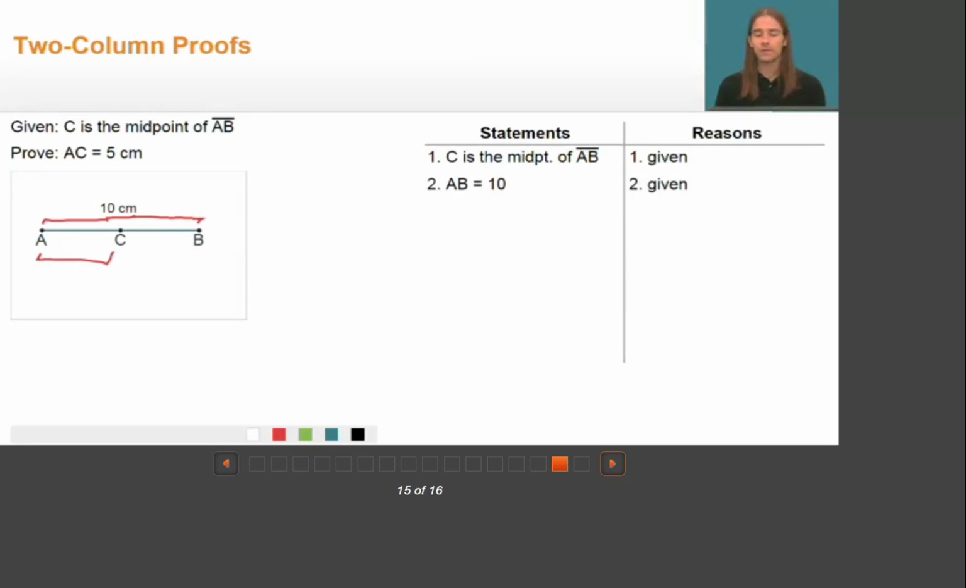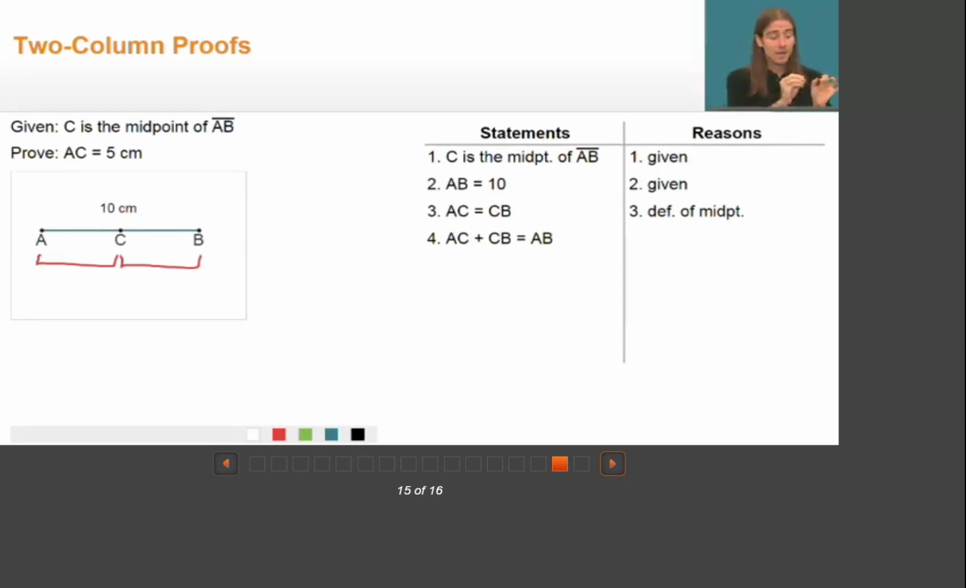I've assembled this information over here in steps 1 and 2. We're going to use this information. First, we'll use the fact that C is the midpoint of AB. That means that the length of AC is equal to the length of CB. That's by the definition of a midpoint. Next, if I sum up the length of AC and the length of CB, that's equal to the length of the entire line segment. You'll remember that that's the segment addition postulate.